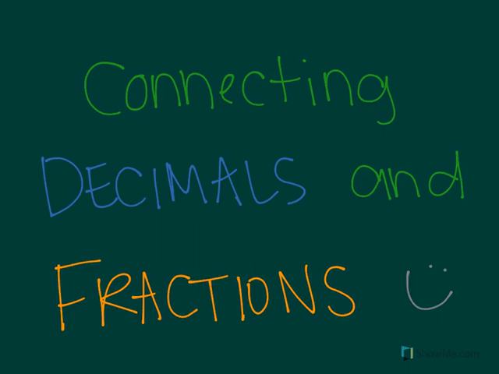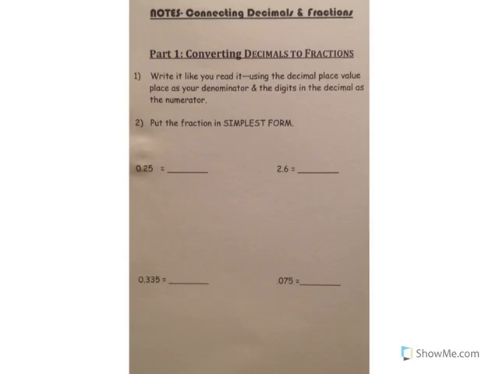Connecting decimals and fractions. Part 1 is connecting or converting decimals to fractions. The way we do this is we write it like we read it, using the decimal place value place as the denominator and the digits in the decimal as the numerator. And then after we do that, we put the fraction in simplest form. So let's try it with our first problem here.